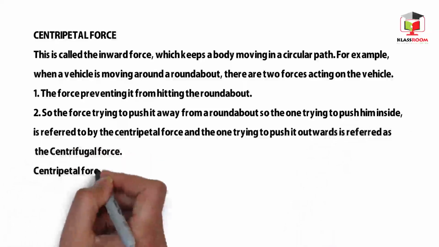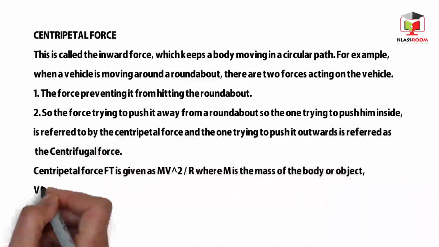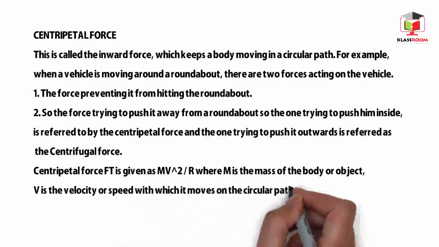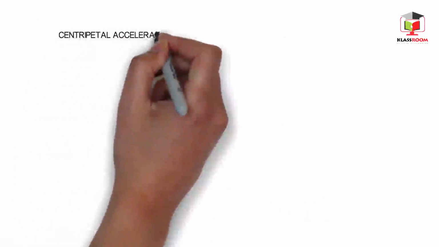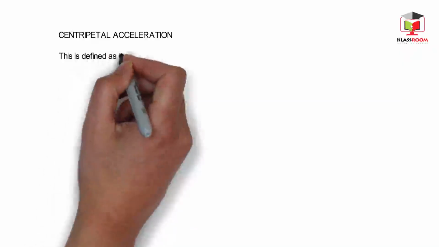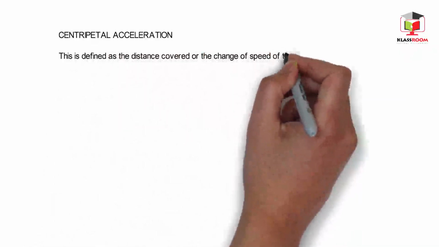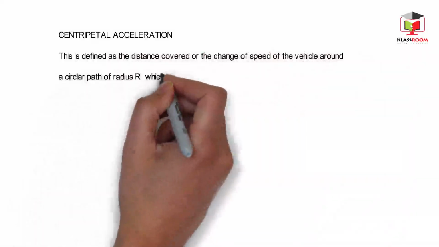Centripetal force Fc is given as mv squared over r, where m is the mass of the body or object, v is the velocity or speed with which it moves around the circular path, and r is the radius of the circular path. Centripetal acceleration. This is defined as the change of speed of the vehicle around the circular path of radius r, which is expressed as v squared over r.